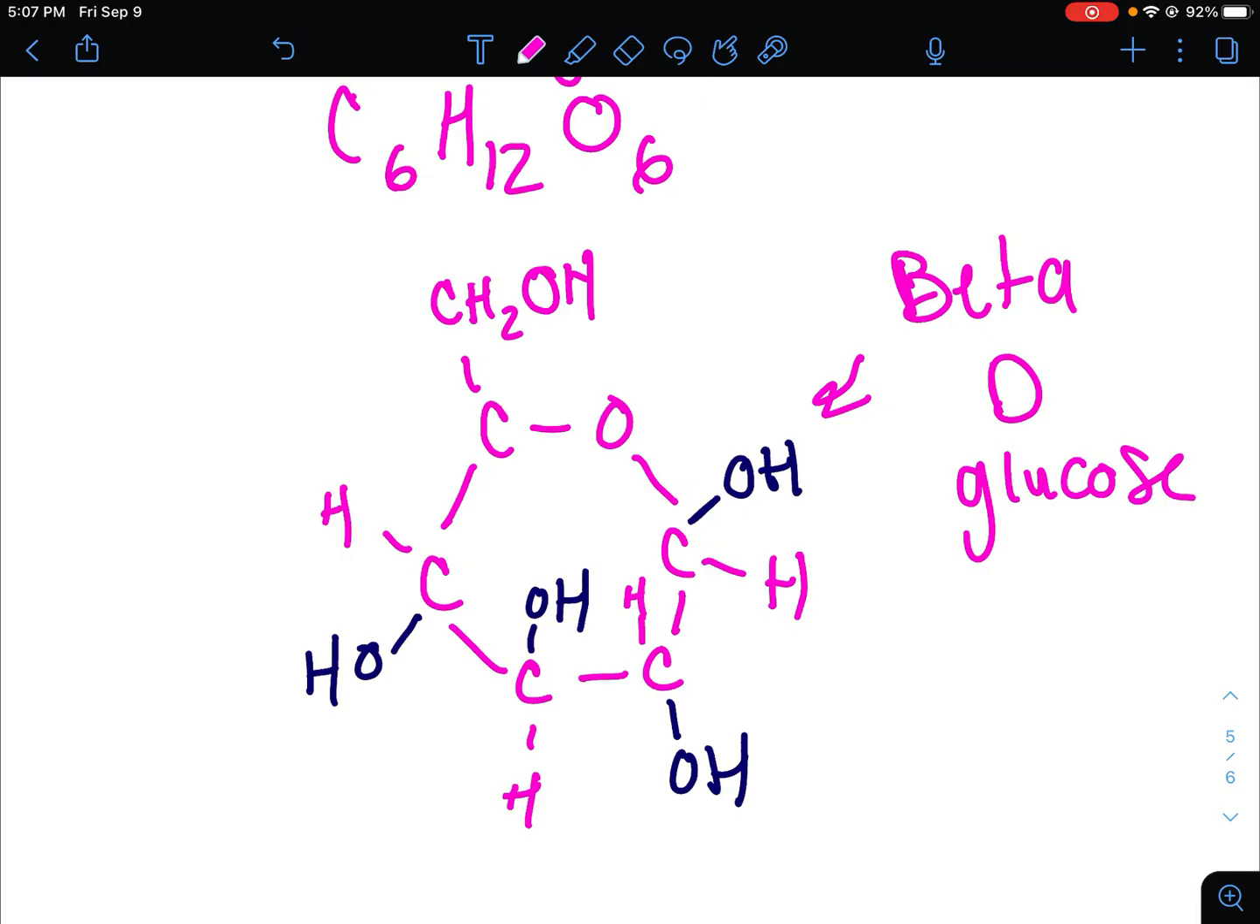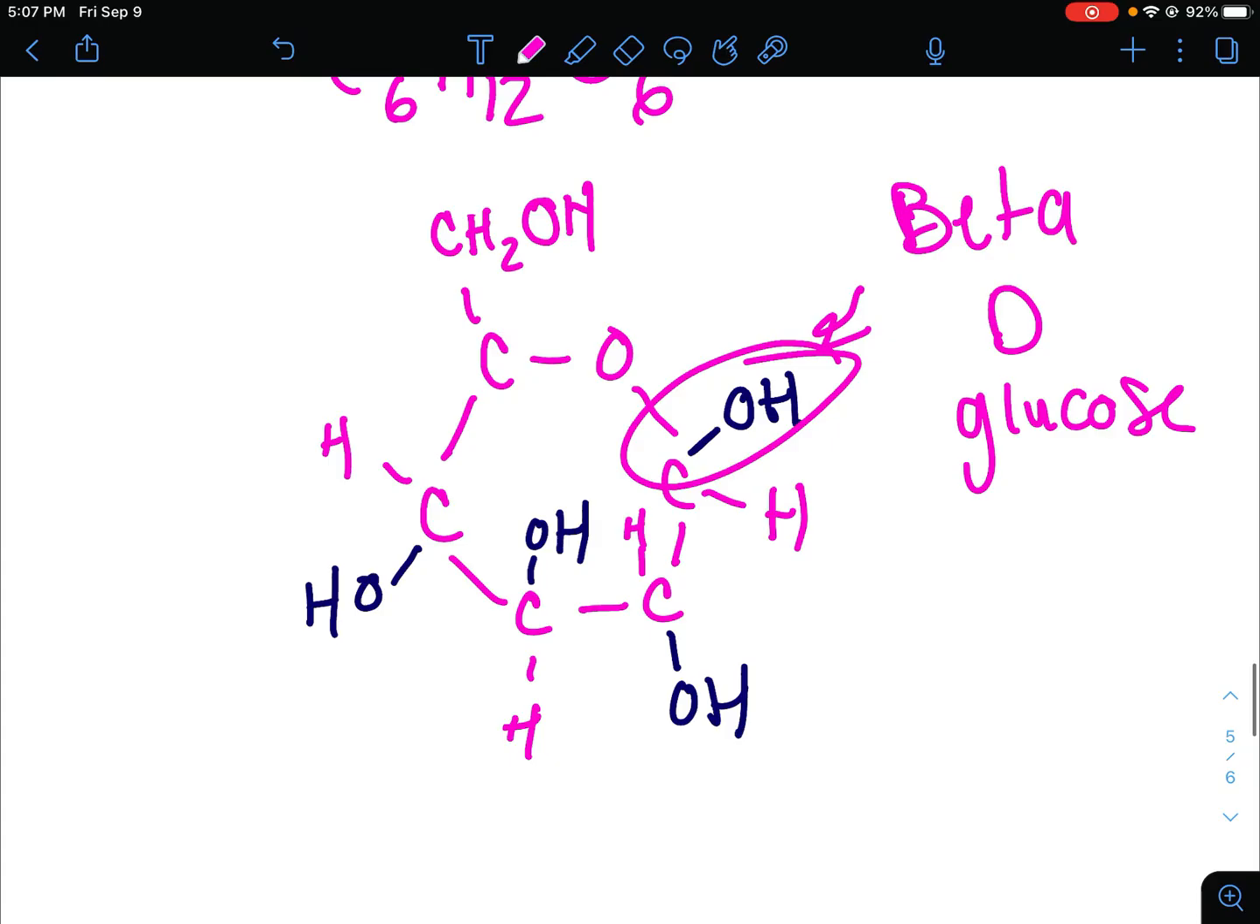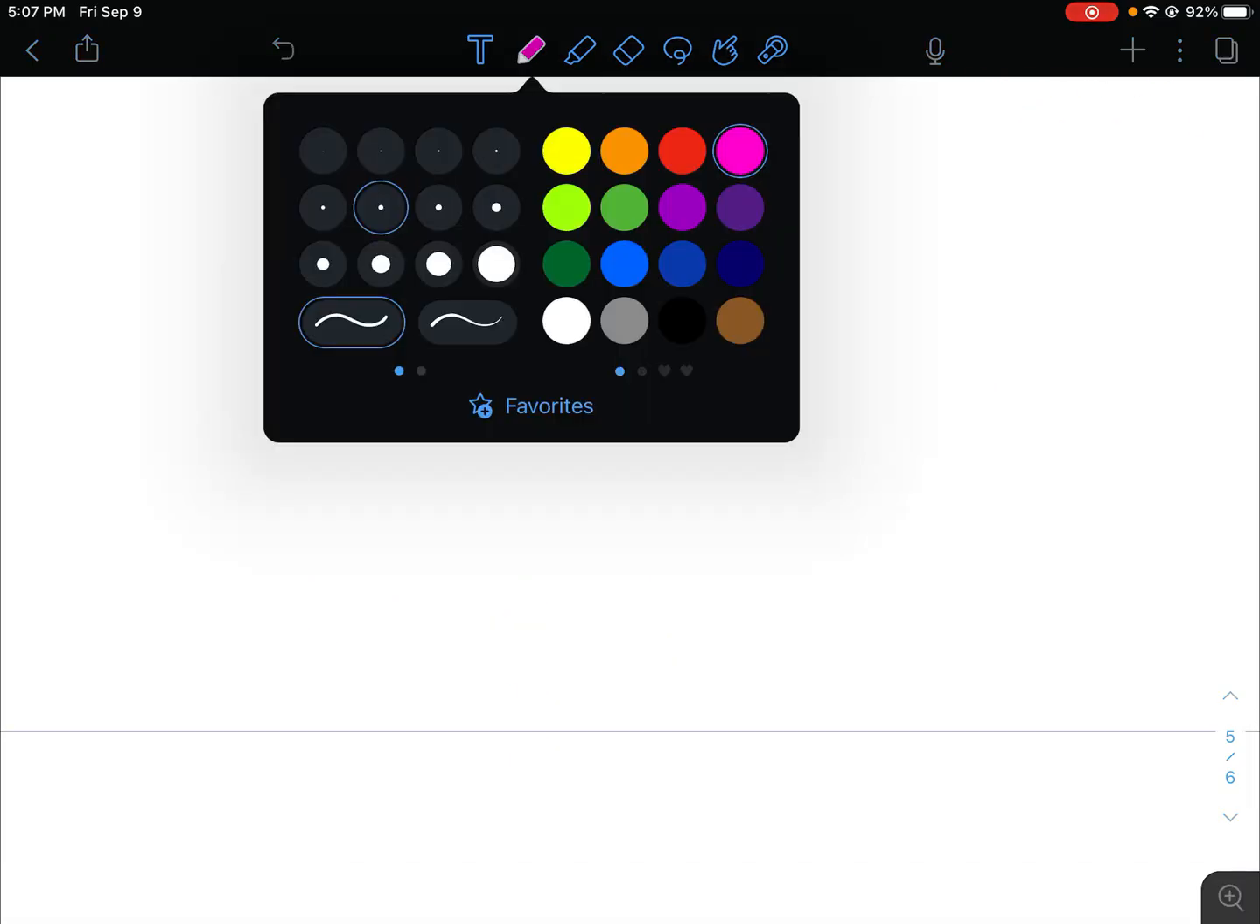I think I did this one pretty neat on the first try, so I am not going to redo it. You get it. All right, so I would make sure that you circle these on both the alpha and the beta, just so that you remember that is what's making them different from each other. Okay, so those are the carbohydrates that you need to know how to draw.